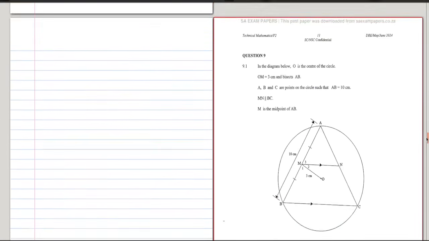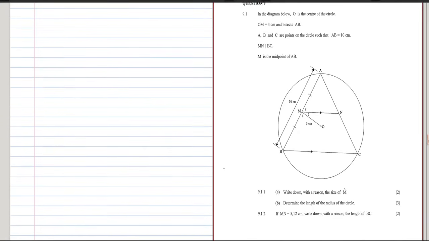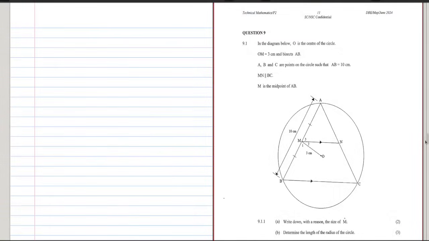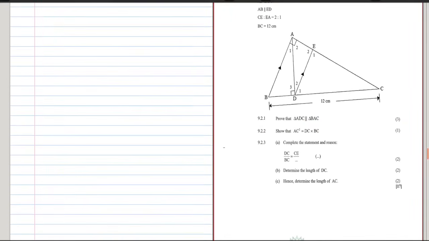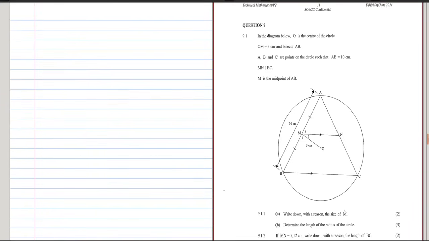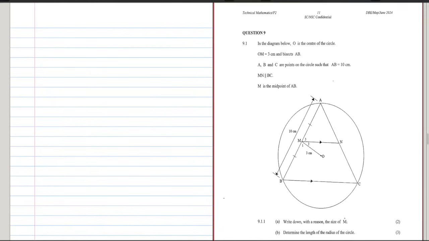Let's take a peek at question 9, another Euclidean geometry question. The question is a two-part question. We have 9.1 and 9.2, which involve proportionality, and we also have the midpoint theorem in 9.1 within a circle. But still under the context of Euclidean geometry. 9.1, in the diagram below, O is the center of the circle.